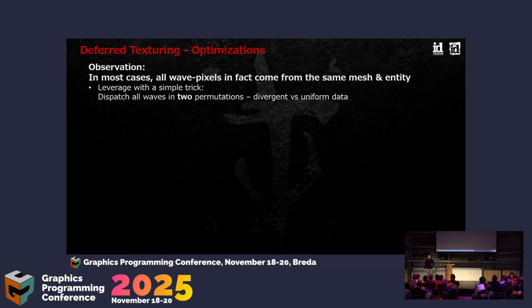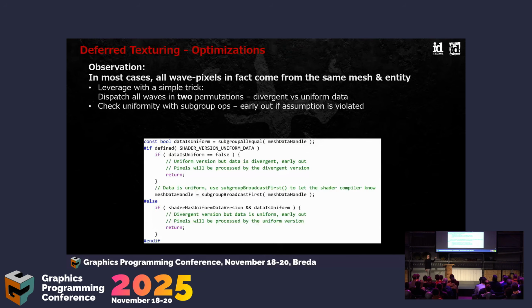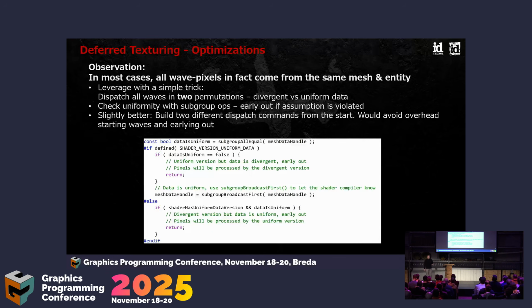We actually launch each deferred texturing shader not only once, but 2 times in 2 different permutations. One permutation supports divergent mesh parameters, and the other one assumes uniform mesh parameters. And we check in the shader using subgroup ops if the relevant assumption is met. And if that's not the case, we just early out because we know the other permutation will handle this pixel. So this was a notable speedup for us, but in hindsight, it was a bit of a hack maybe that we added very late in the project. And it might be better to just factor that into the pixel command buffer building in the first place, which we might look into next.